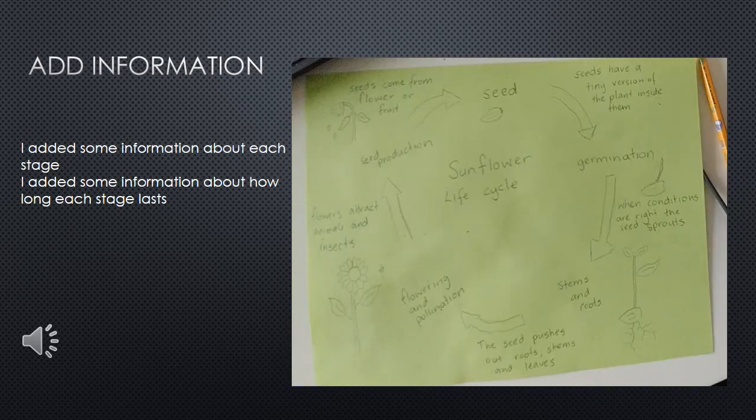The next step is to put some information onto our life cycle. You can see that I've put up by the seed that seeds are the tiny version of the plant inside them. I've put where the germination is, that when the conditions are right, the seed will sprout. I've put the seed pushes out roots and stems and leaves with my stems and roots. Flowering, pollination has got that the flower is there to attract insects and animals. And then up with seed production, the seeds come from the flower or the fruit. So you need to add a little bit of information to your life cycle, something that you found interesting or something that you think people need to know.